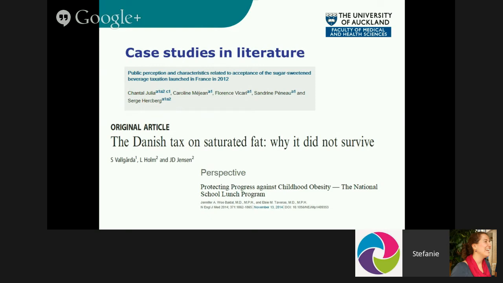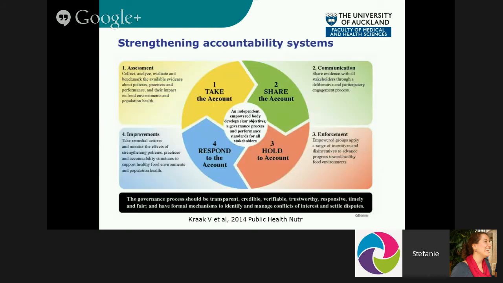So for example, public perception related to acceptance of the soda tax in France, the reasons behind the repeal of the Danish saturated fat tax, and also a call of support for keeping the US school nutrition standards, because they were at risk of getting weakened due to certain concerns about increased food waste or certain schools not being able to meet certain goals for sodium and whole grains, for example. So case studies are important.